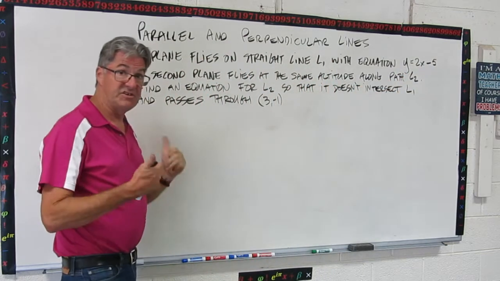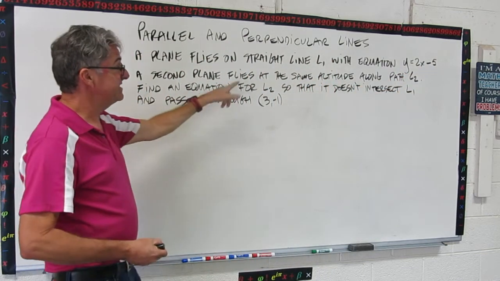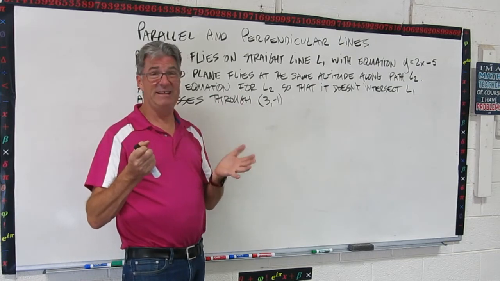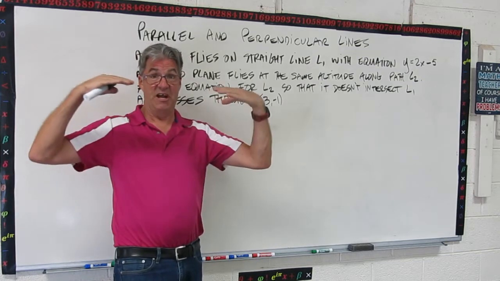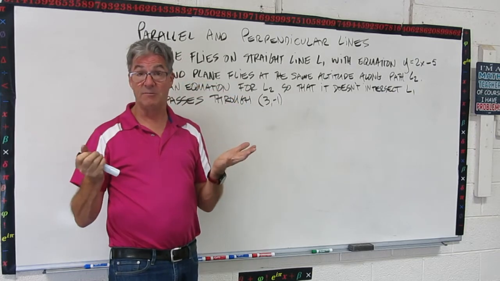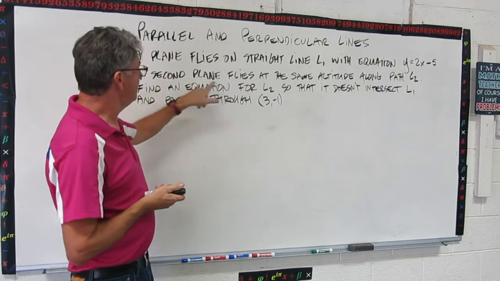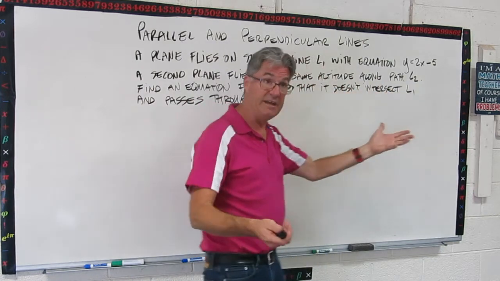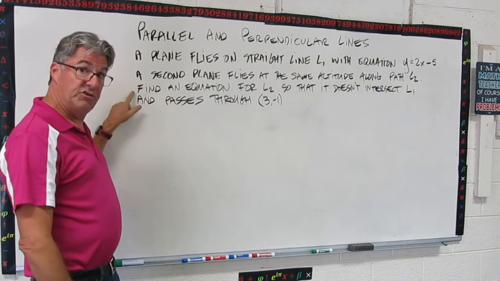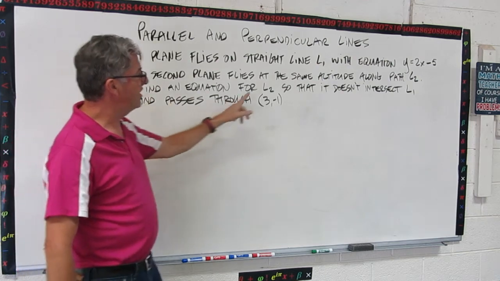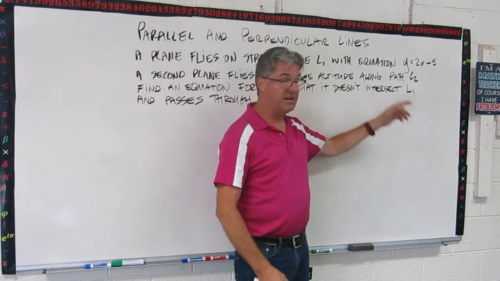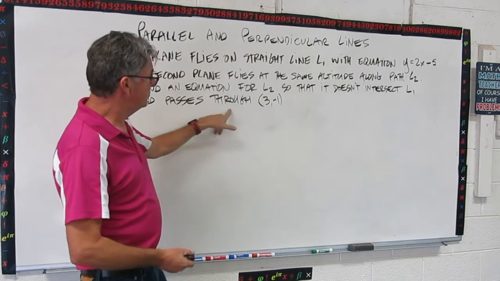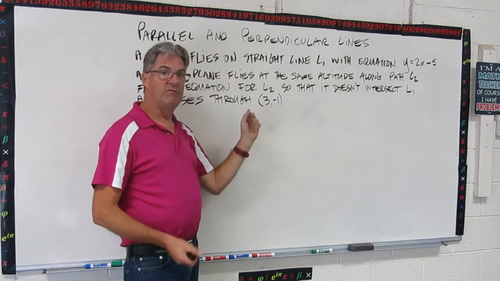Okay? Now there's a second plane. Flies at the same altitude. So right there, you might be thinking, hey, we better not let these planes crash into each other. They're at the same altitude, so it's possible they could. So the second plane flies at the same altitude along path L2. Okay, different line. What we need to do now is find an equation for L2 so that it doesn't intersect L1, good thing, no plane crash, and passes through the point 3, negative 1.